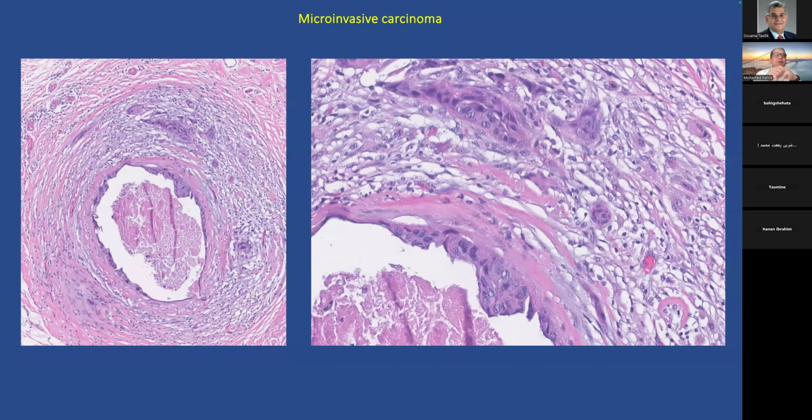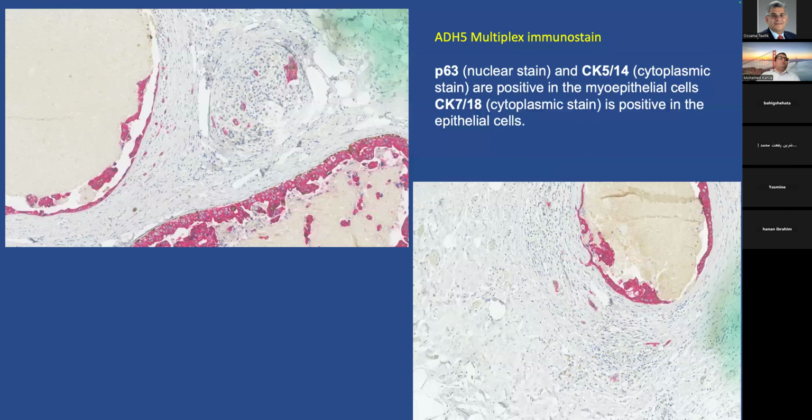Microinvasive carcinoma ranges from single cells to less than 1 millimeter. Sometimes it's very hard to detect, and sometimes we use immunostain to help us with that. Like this is a multiplex immunostain. It's made of P63, which highlights the myoepithelial cells brown. CK5/14 is cytoplasmic, and it also highlights the myoepithelial cells. And CK7/18 is red, and it highlights all the epithelial cells in your biopsy or excision.